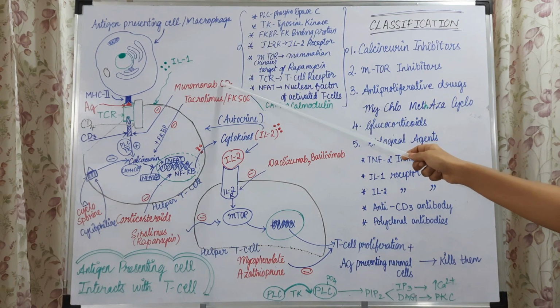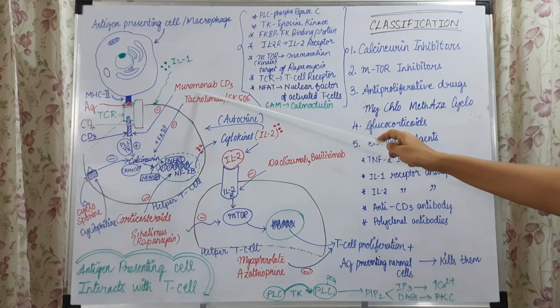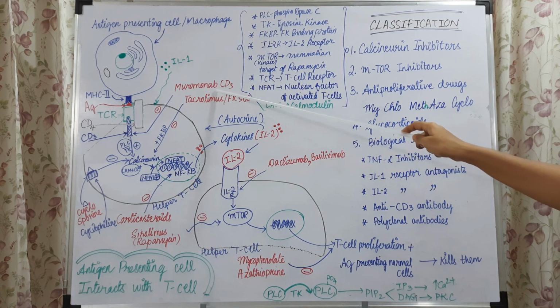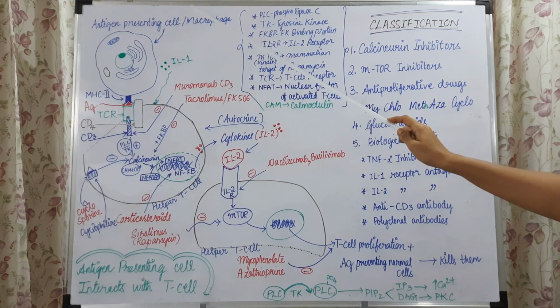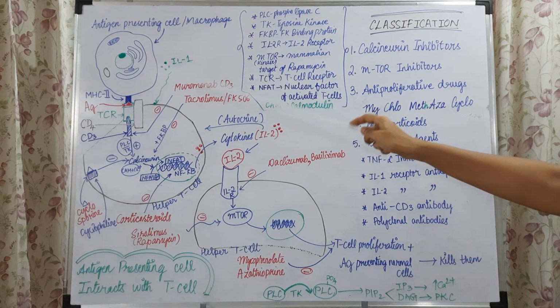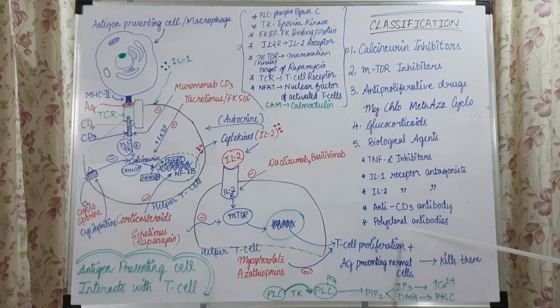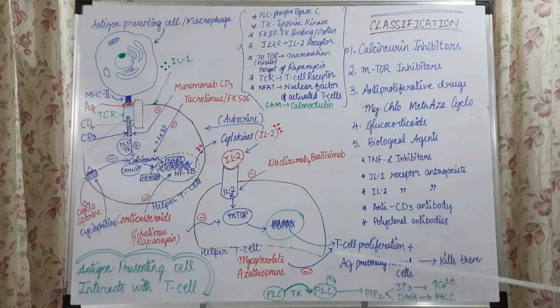So muromonab CD3 is an antibody. Mo-nab indicates monoclonal, AB indicates antibody. So these are monoclonal antibodies acting against the CD3 component. They go and bind to the CD3 and inhibit the activity of the CD3. And the next thing is polyclonal antibodies. These polyclonal antibodies inhibit the excess of T cell proliferation, and T cell activity will be inhibited by them.